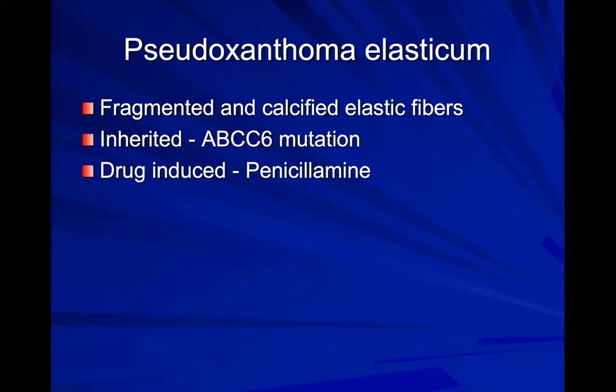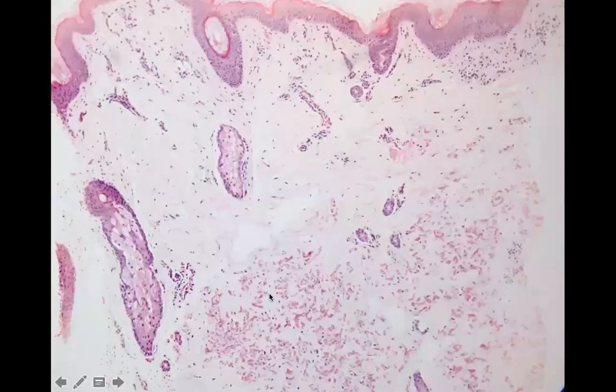And then we have pseudoxanthoma elasticum. So normally, outside of elastosis perforans serpiginosa or any other condition like pseudoxanthoma elasticum, we can't usually see elastic fibers on H&E. The only reason we can see them in pseudoxanthoma elasticum is because they're calcified. Okay, so calcium lines, and as we know, calcium has this kind of pink purple color, and then we're able to see them. This is an inherited ABCC6 mutation disease, or it can be drug induced with penicillamine. The histopathologic findings are identical.